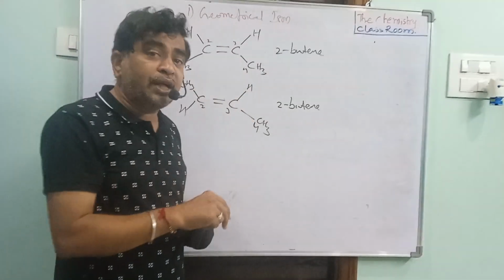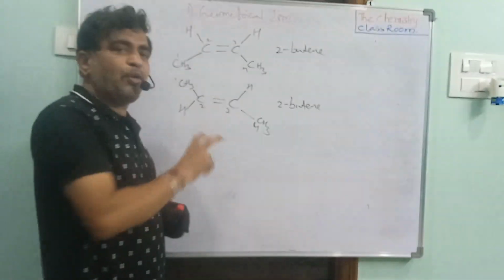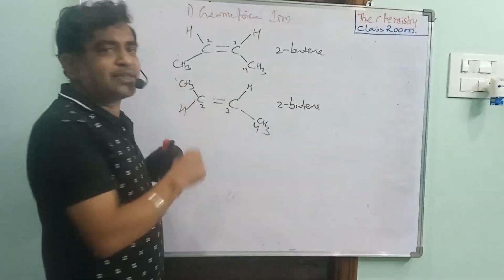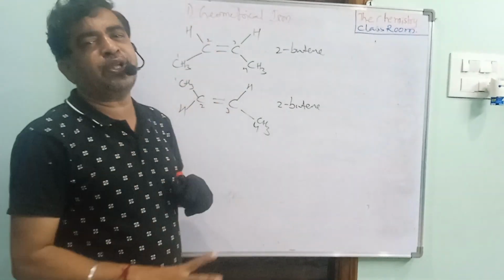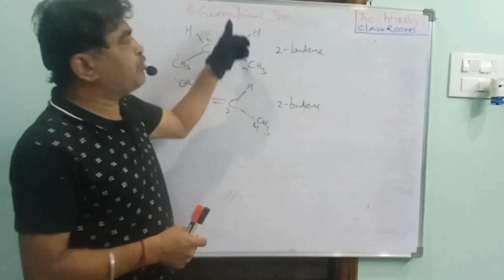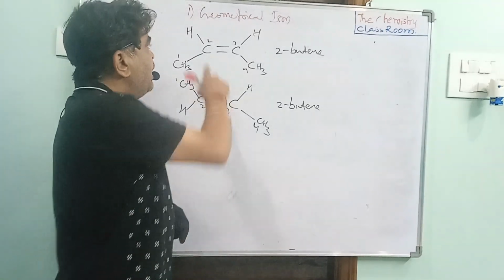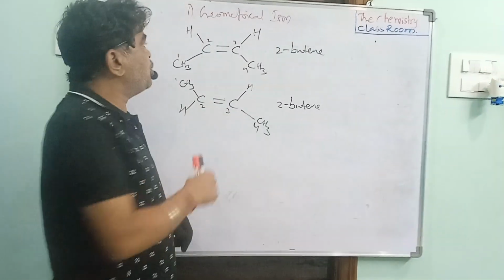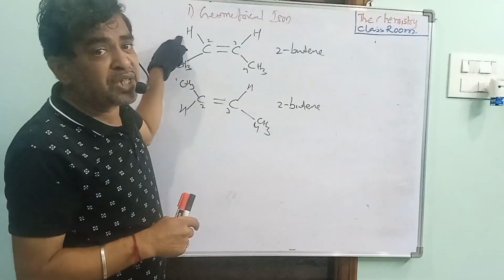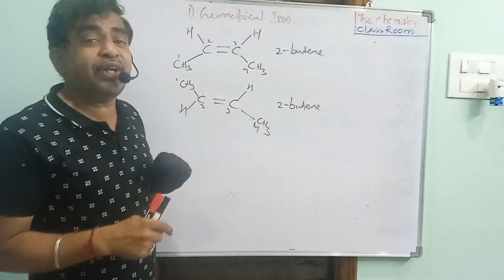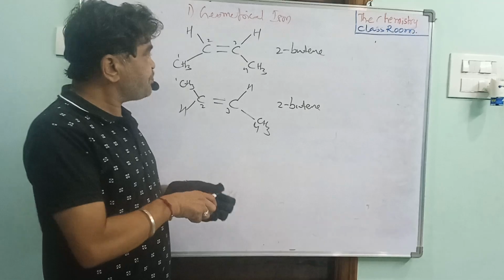Because of the restricted rotation, once the groups are arranged on one side, the second compound differs, because the arrangement is different. That's why the two compounds show geometrical isomerism. I am repeating: to show geometrical isomerism, the carbons should form a double bond, and at each carbon we have two groups, one on one side and another on the other side. If the spatial arrangement around these carbons differs, it is called geometrical isomerism.